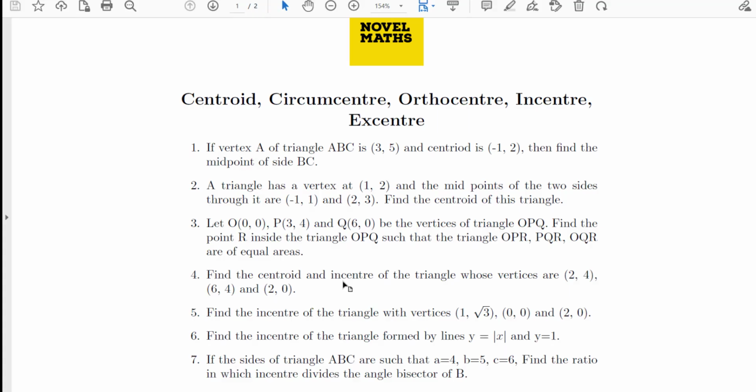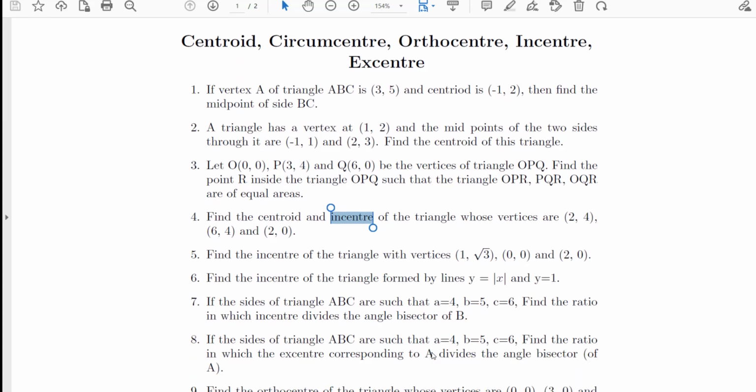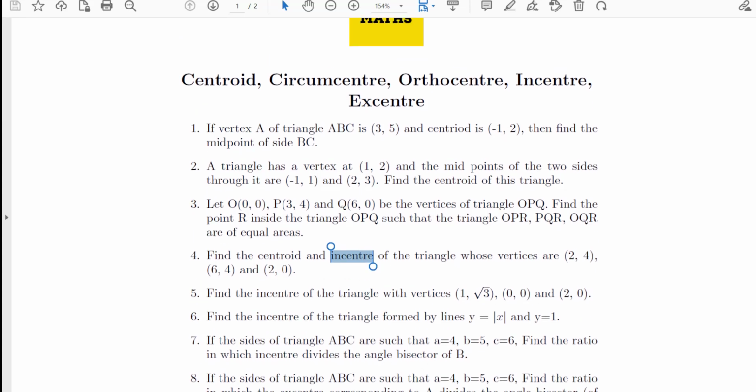And we are done. Question number 4 introduces another important point, that is Incentre. So let's understand what Incentre and Excentre are, derive the formula for both, and then we can look into further questions. I think 4, 5, 6, 7 also we can do after understanding that. Probably 8 also. Okay, let's do that.